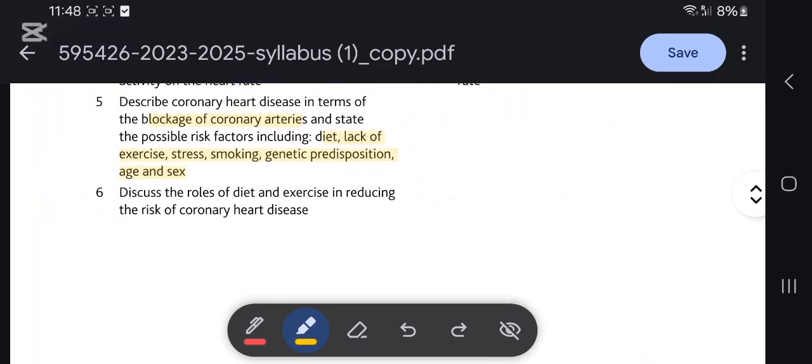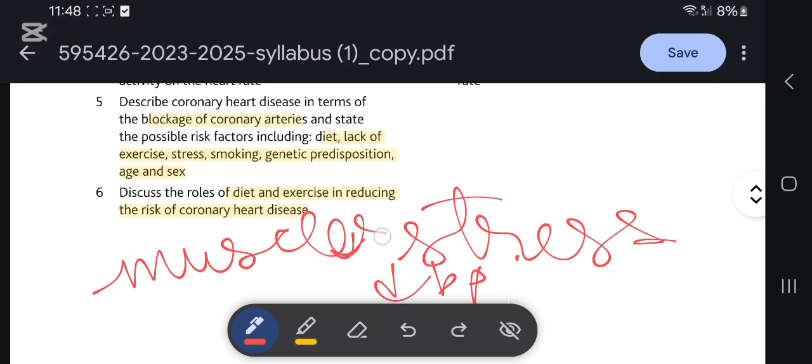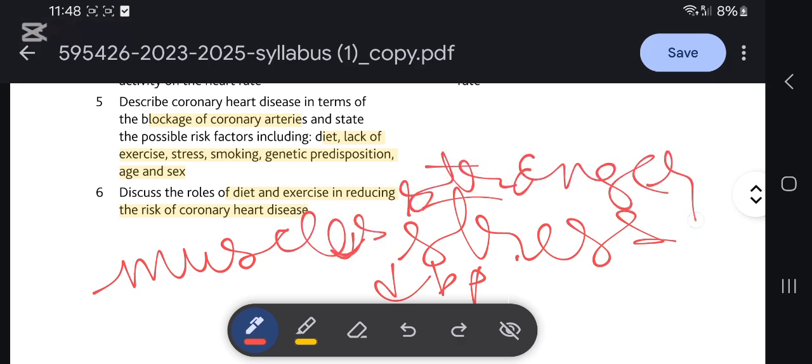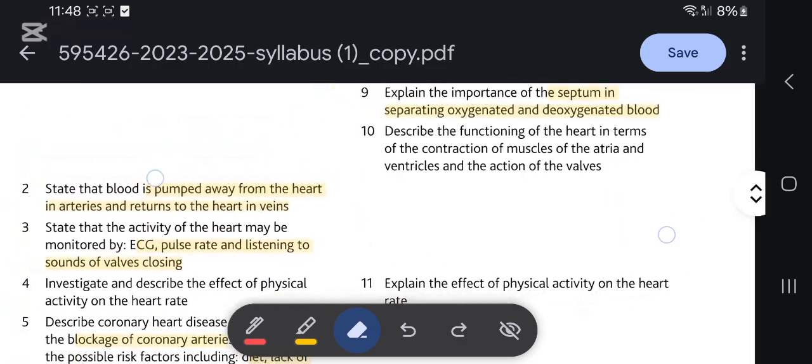Diet and exercise play a very big role in controlling and reducing the risk of this disease. Why? Because it lowers stress, and it lowers the BP, the blood pressure, and then heart muscles become stronger. So these are the three reasons why exercise is good for you, and you should control your diet and eat more fruits and vegetables.